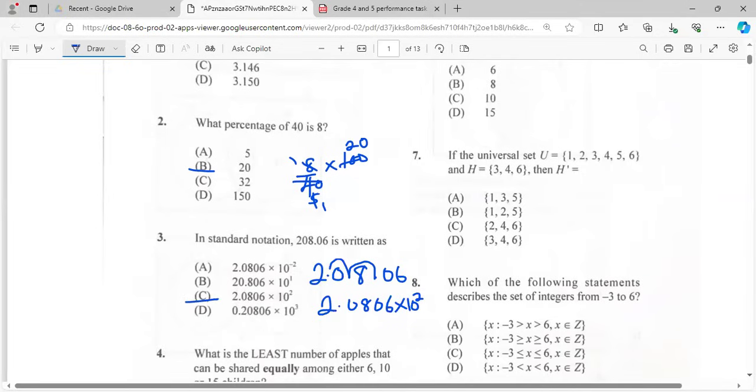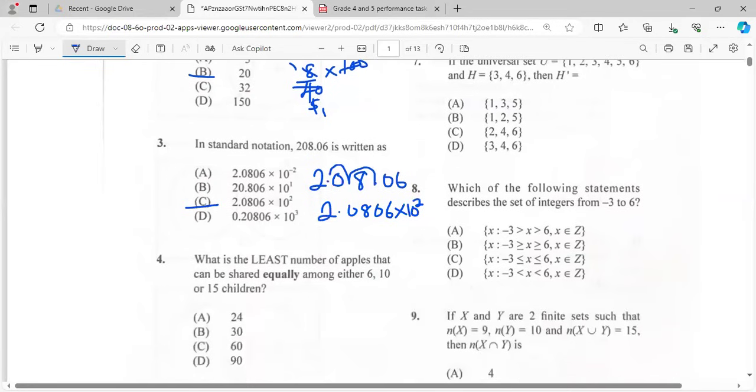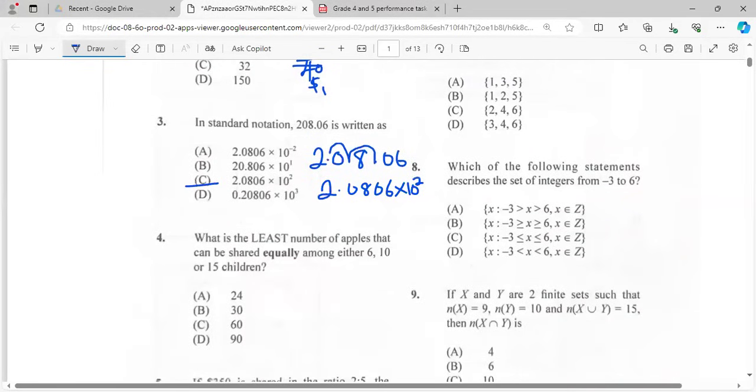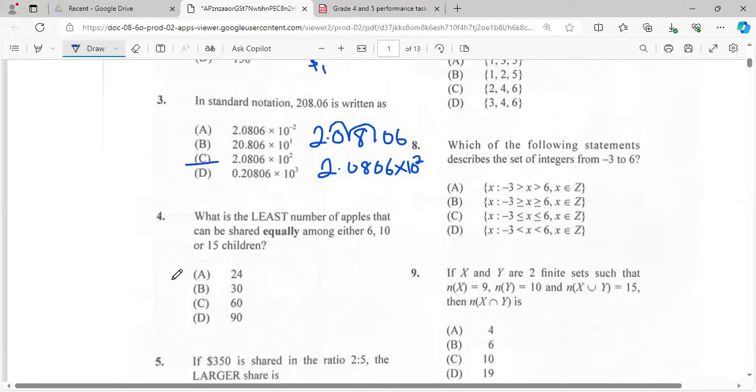Number 4, what is the least number of apples that can be shared equally among 10 or 15 children? And that's 30, the lowest common multiple. It couldn't be 24, because 10 can't go into 24.